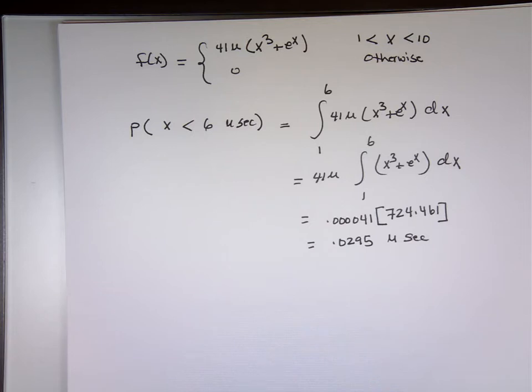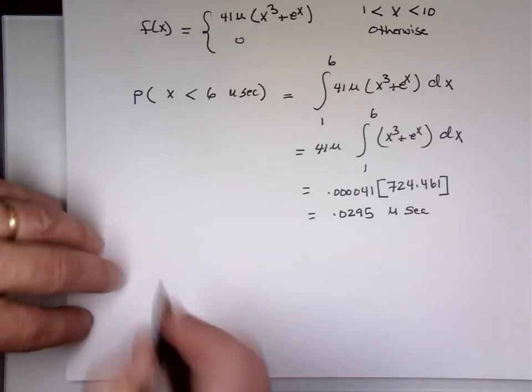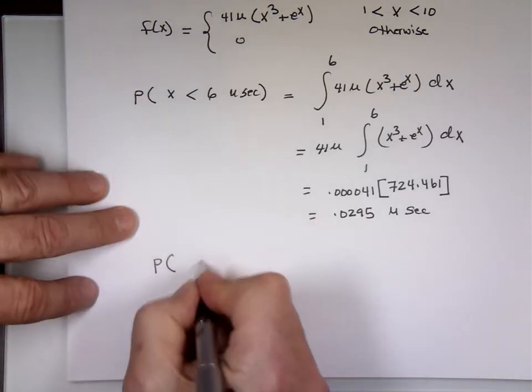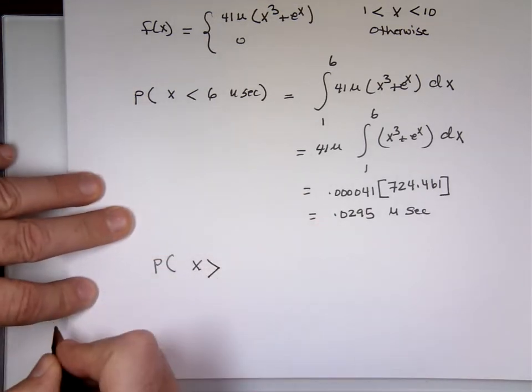Is that a time, or is that just the probability that it'll be less? That's the probability that it will be less than 6 seconds. Now, if you want the probability that the time will be greater than 0.5 microsecond.